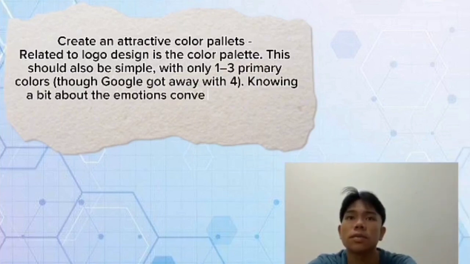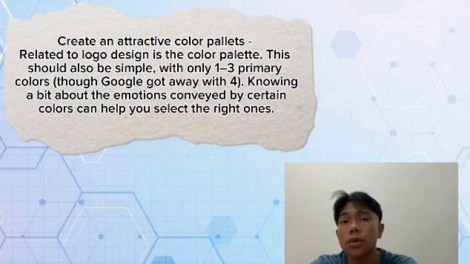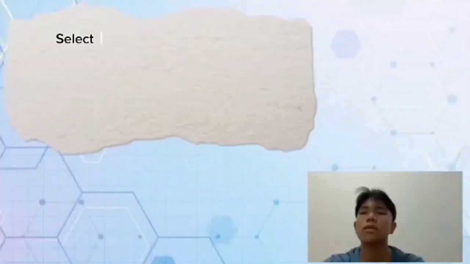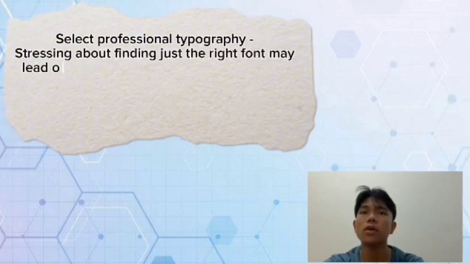This should also be simple, with only 1 to 3 primary colors. Through Google, you can get away with 4. Knowing a bit about the emotions conveyed by certain colors can help you select the right ones. Step 6 is select professional typography.